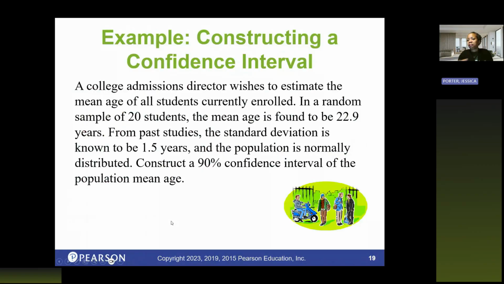Let's try it again. We've got a college admissions director who wants to estimate the mean age of all the students currently enrolled. He wants the mean age of all the students, but guess what? He only has a sample of 20. So we can use N in this case. Let's construct a confidence interval of the population mean age.